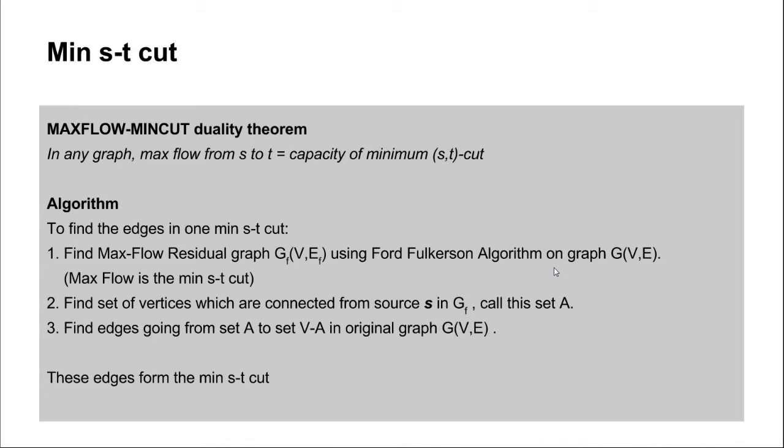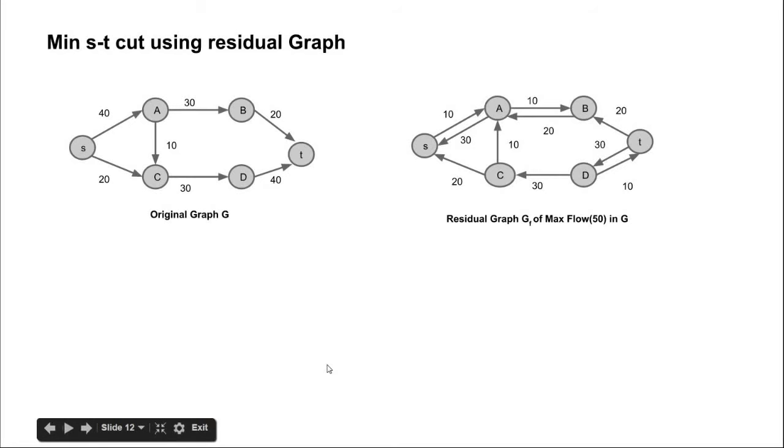First, find the max flow residual graph G_f(V, E_f) using the Ford-Fulkerson algorithm on graph G(V, E). The max flow is the min ST cut capacity. Second, find the set of vertices which are connected from source S in G_f, and call this set A. Then find the edges going from set A to set V minus A in the original graph G(V, E). These edges form the min ST cut. Let's show this by an example.